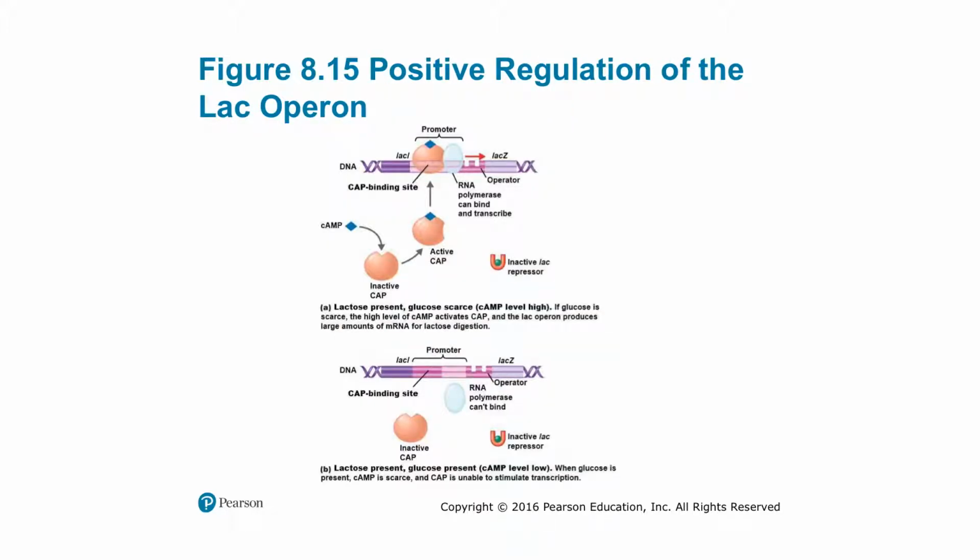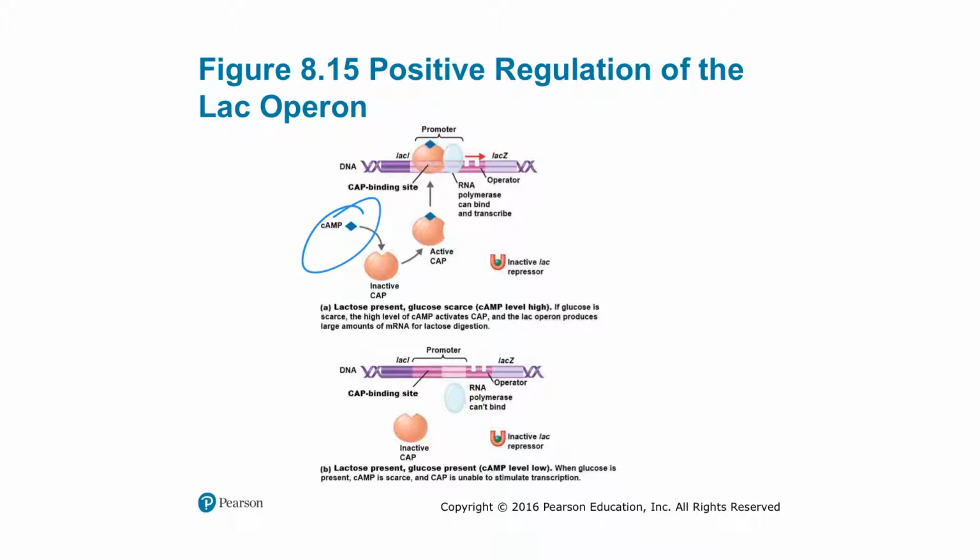So the positive regulation of the lac operon starts with the lactose being present and the glucose being scarce, which means the cyclic AMP level is high. So we've got a lot of the cyclic AMP, and we've got the inactive lac repressor. And so if glucose is scarce, the high level of cyclic AMP is going to activate the CAP, this protein that comes over here and promotes this. And so the lac operon then produces large amounts of mRNA for lactose digestion, and it's going to continue to break down that lactose.